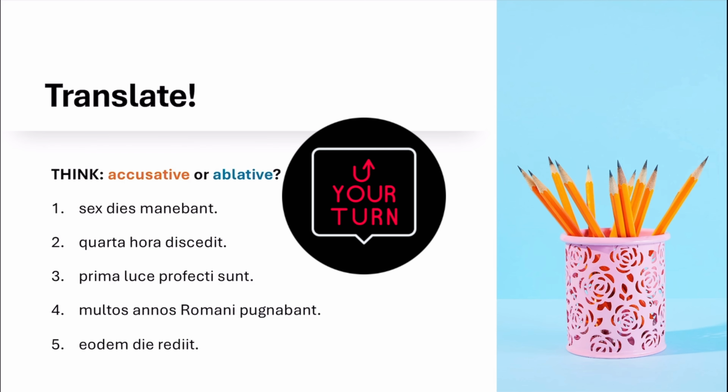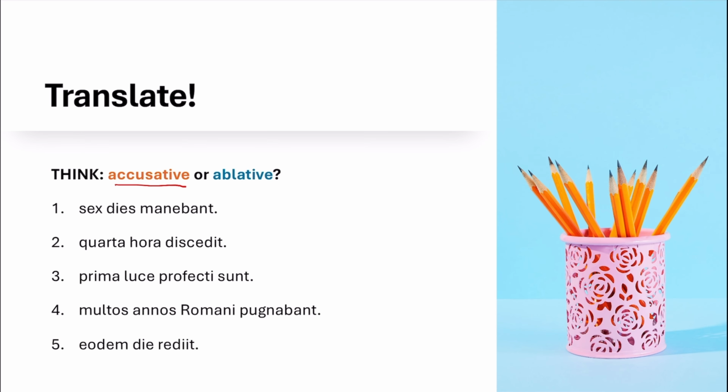Time for you to try it yourself. Pause the video here and have a go. Think, is your time expression accusative, in which case you're going to be saying for a certain amount of time, or is it ablative, in which case you will say at, on, in, or within? So have a go at these sentences.